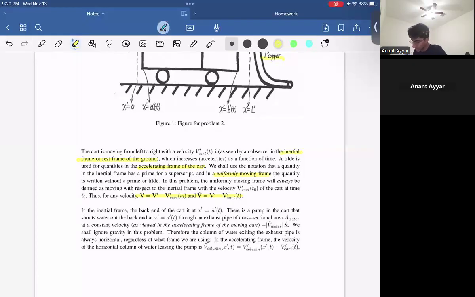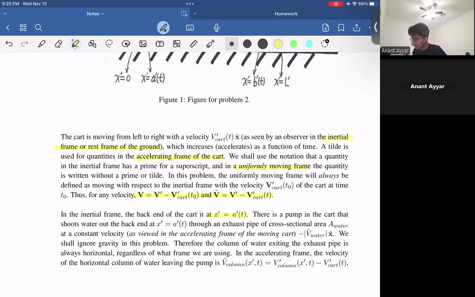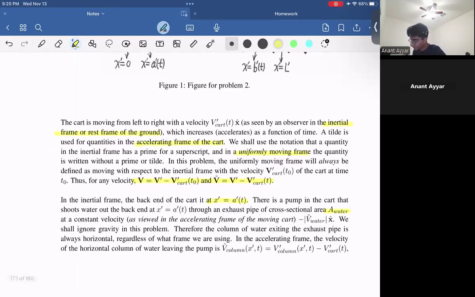The next thing you want to see is that the back end of the cart is A prime. We are given the area of the water, and the velocity of the water coming out of the back with respect to the accelerating frame, denoted by this v tilde. When you're following the cart through its journey, the water coming out is going at a constant speed, and you can ignore gravity, which means the water will always be horizontal, so you don't have to worry about it dipping down or anything like that.